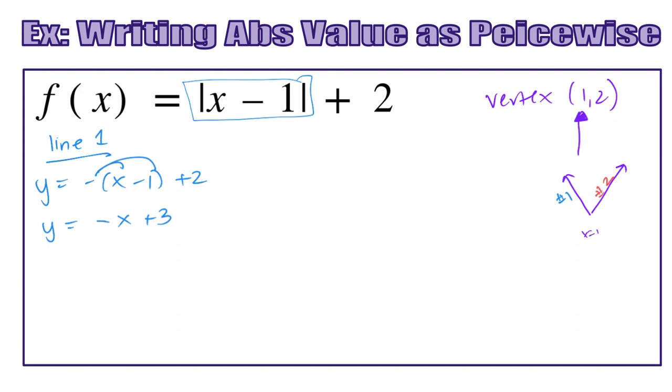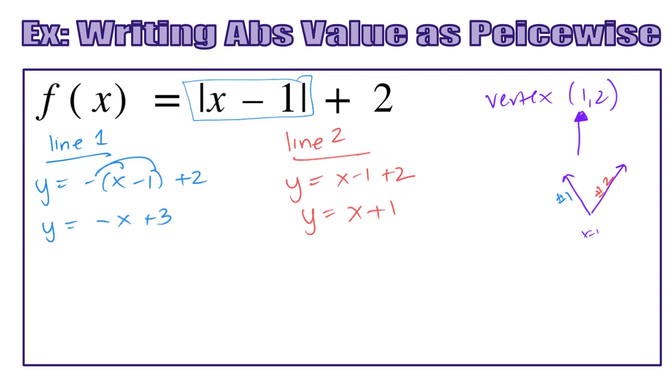Now for line 2, we're going to do the exact same thing, except we're not going to need to take the opposite because this line already has a positive slope. So now we have the two pieces of our piecewise function. And just to be sure we're right, if we plug in 1 to both of these pieces, we should get 2. So if I plug in 1, I get 2. If I plug in 1, I get 2.